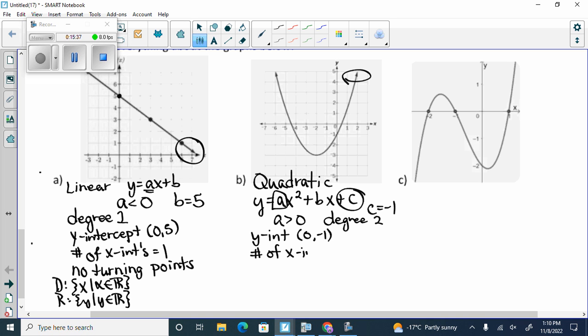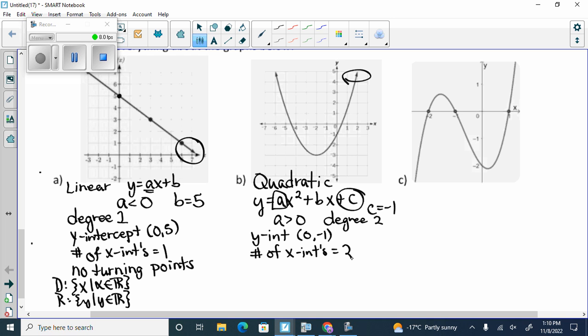Now, this one has 2 x-intercepts. That is a true statement. What is the possible number of x-intercepts for a quadratic? 2 is one of the options. 0 is the lowest. And you can have 1, if your vertex is actually on the x-axis. So you can have 0, because it could be completely above or below, and degree 2 are the only ones that can do that out of 1, 2, and 3. And then we have 1 or 2.